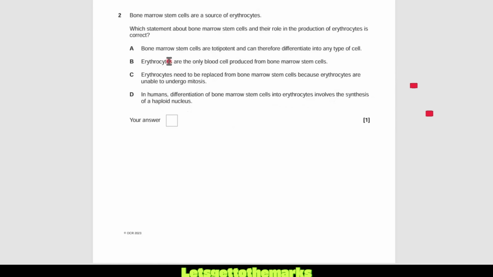Okay, I'm going to go through the explanation. Right, totipotent, pluripotent, multipotent. Make sure you know the meaning of totipotent, multipotent, and pluripotent when it comes to stem cells. If you don't know that, get it down on a revision card. Bone marrow stem cells are totipotent. They can differentiate into any type of cell.